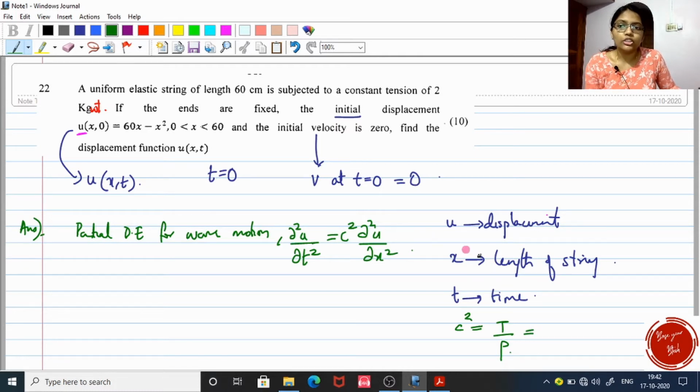Here it is 2 divided by rho. Rho is actually the mass per unit length of the string. If it is not given, let us write it as rho itself.